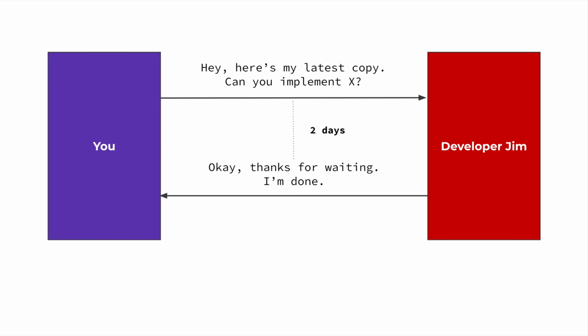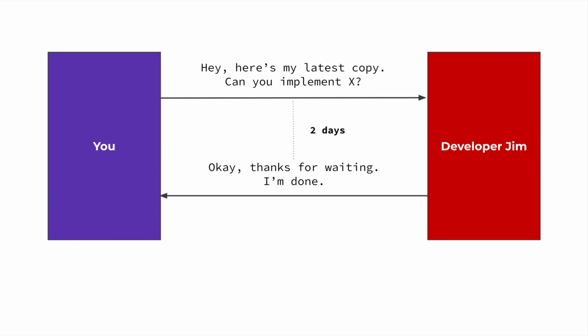Let's take a typical scenario before we are using Git, right? Imagine you are working on a very cool project. You have written your portion of the code, say part 1 of the code, and now your colleague called developer Jim wants to write part 2 of the code. The whole process looks like this. You are going to pass your latest copy of code to developer Jim, and you say, hey, here's my latest copy, I'm done with part 1, can you implement feature X, which is part number 2.